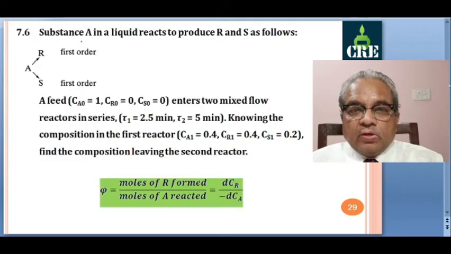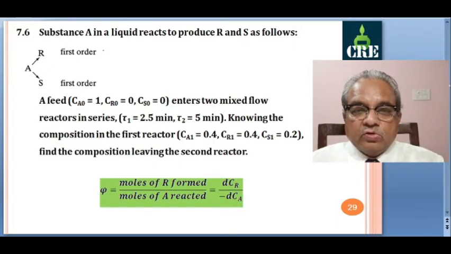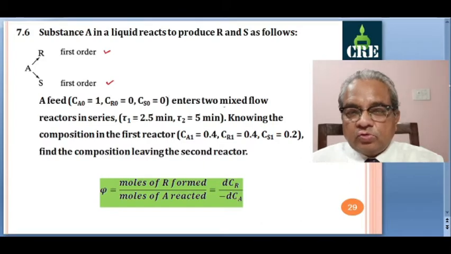7.6. Substance A in liquid reacts to produce R and S. Both are first order reactions: A gives R, A gives S. Ca0 is equal to 1, Cr0 is 0, Cs0 is 0. It enters two mixed flow reactors in series. So tau 1 is 2.5 minutes, tau 2 is 5 minutes.